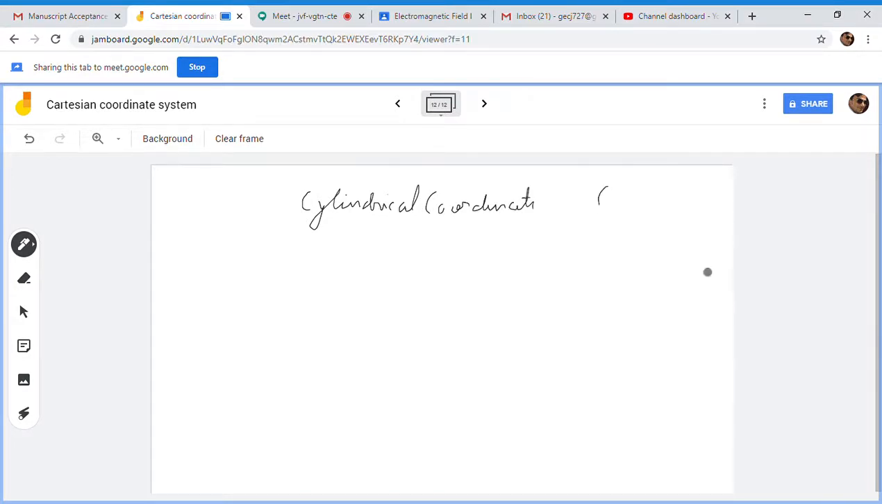Cylindrical coordinates. In cylindrical coordinates, what do we have? Rho, phi, and z. Now just see how it goes. What are the surfaces which you will get from these three coordinates? Excellent. Let us take first of all rho and phi.